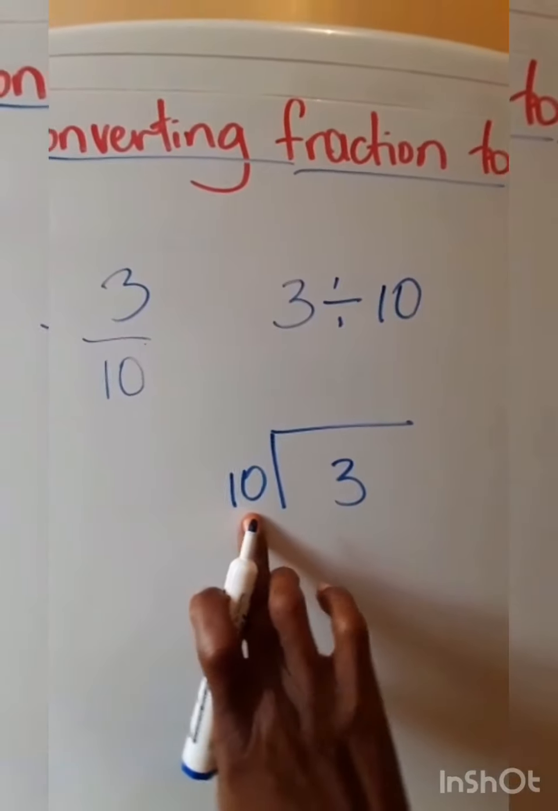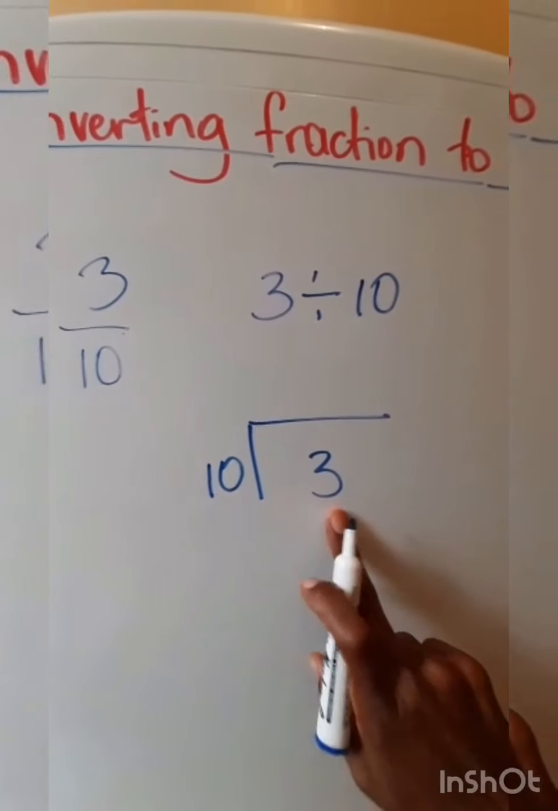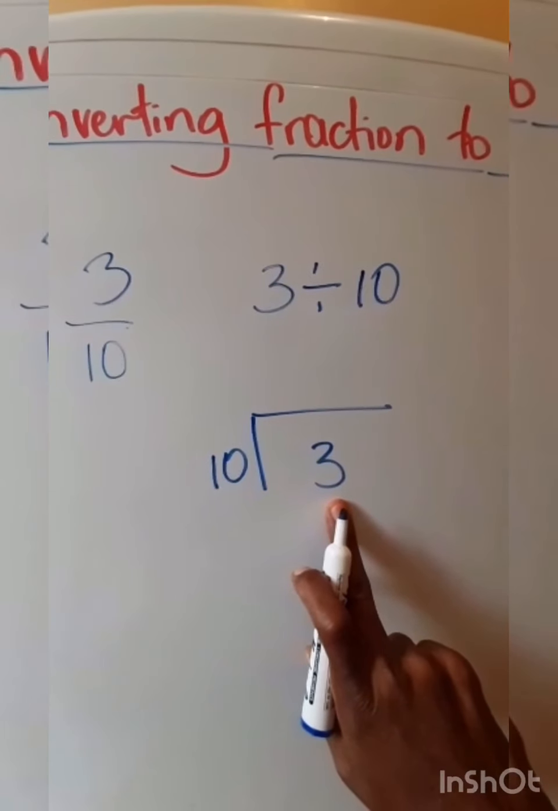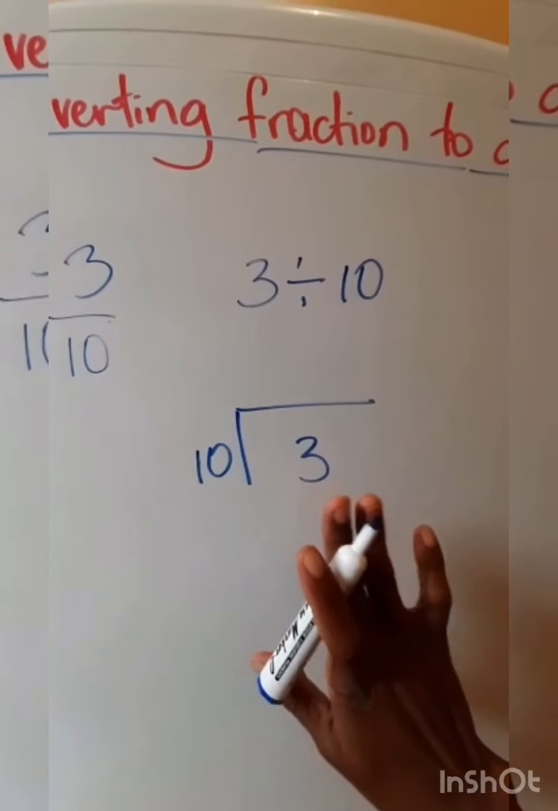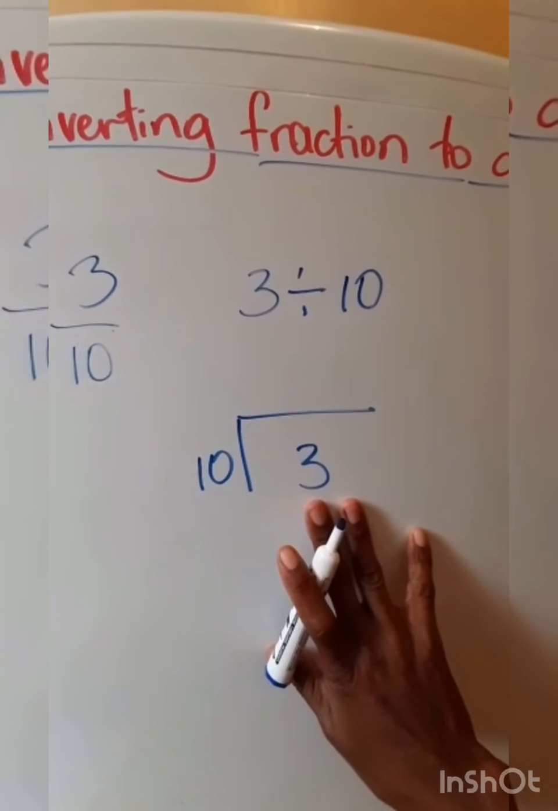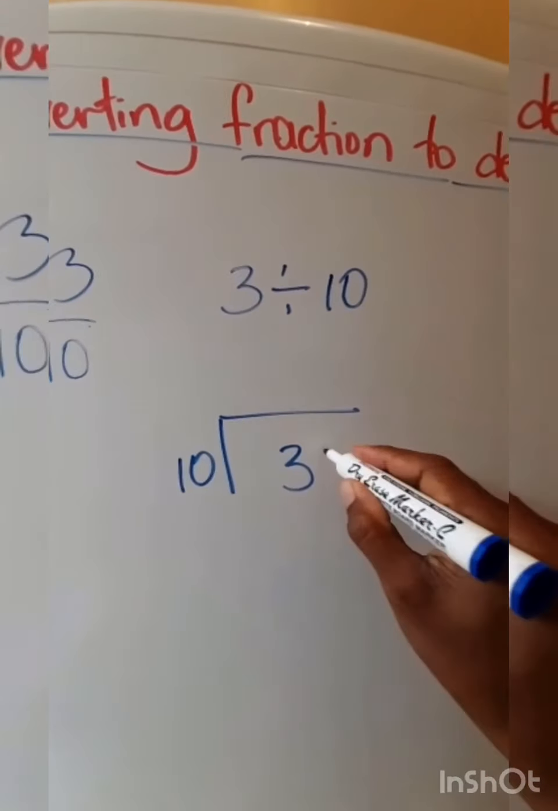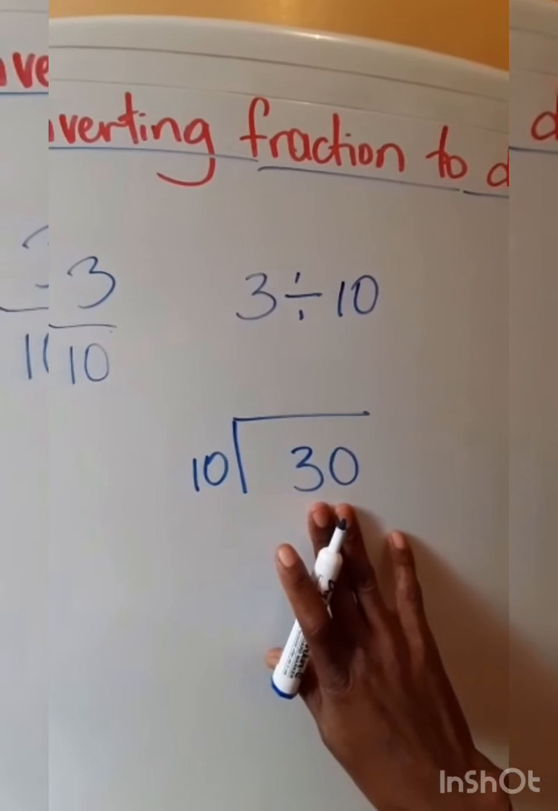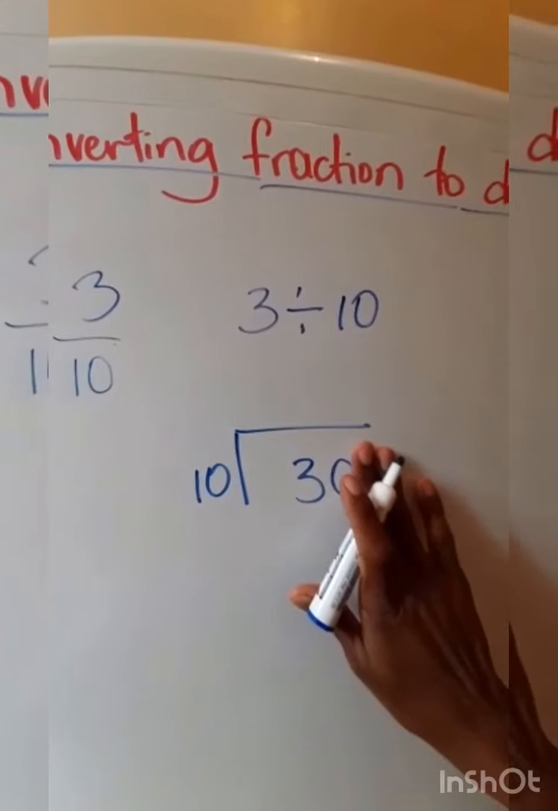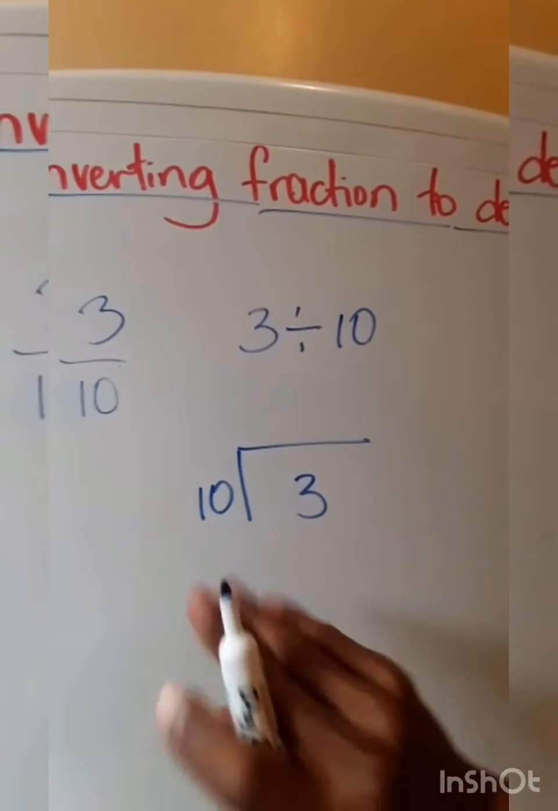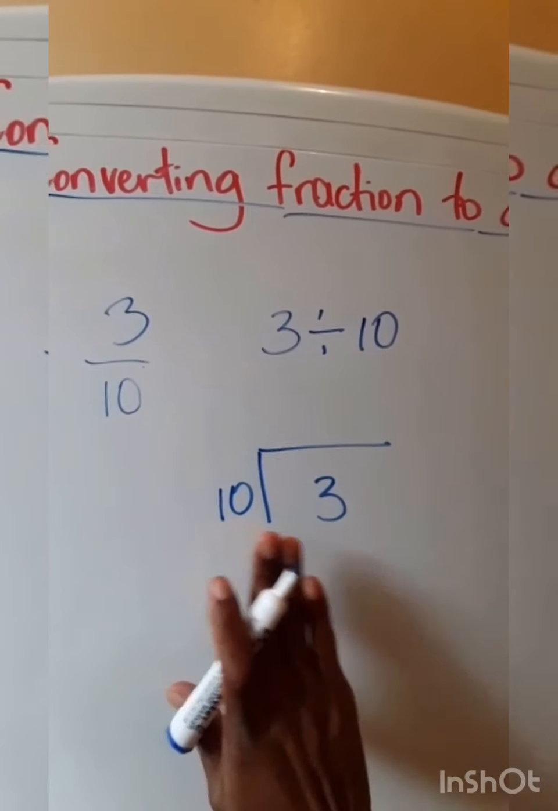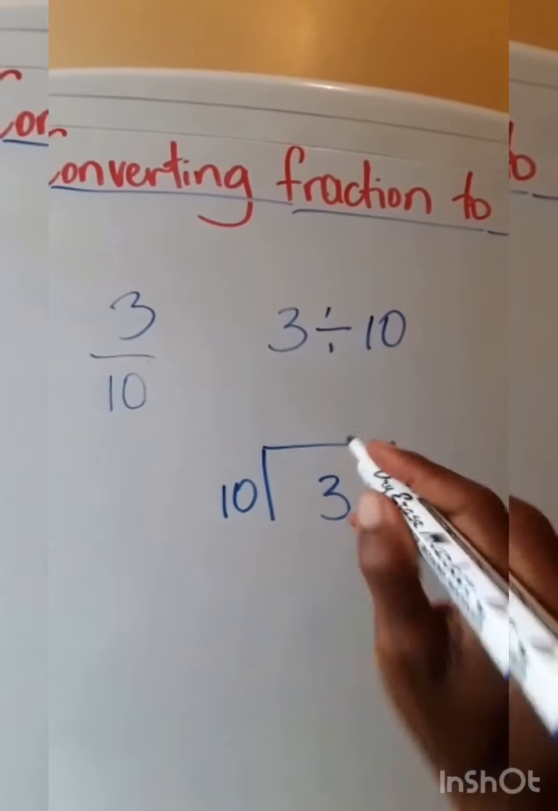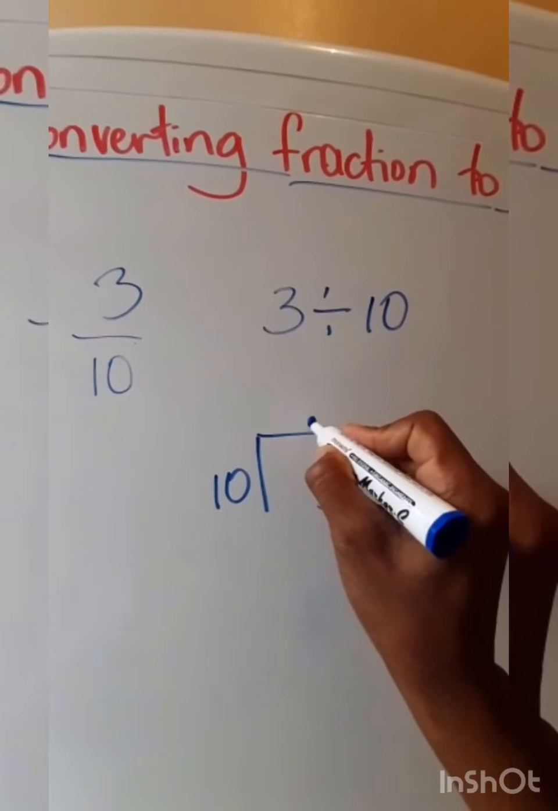Now, can we take 10 things from only 3 things? No. So we make it 10 by adding a 0, and this becomes 30. But before that, we would say, how many 10s can we get from 3? We can't. So we put our decimal point right here.